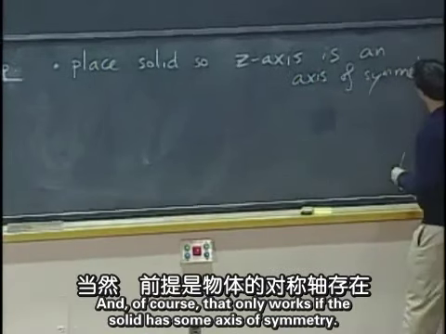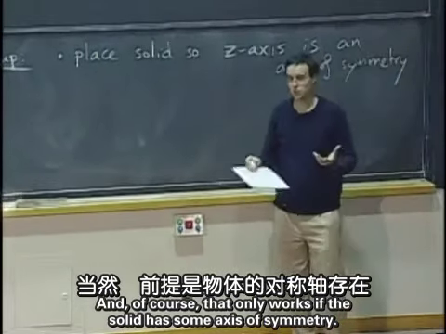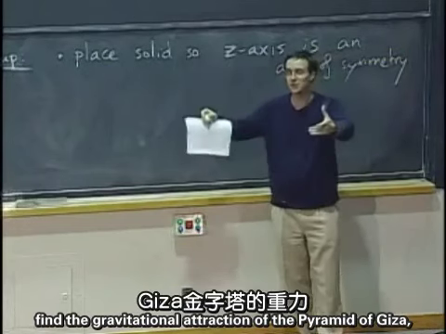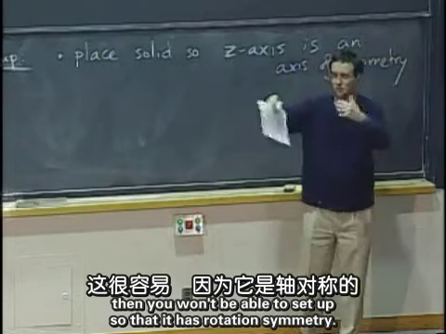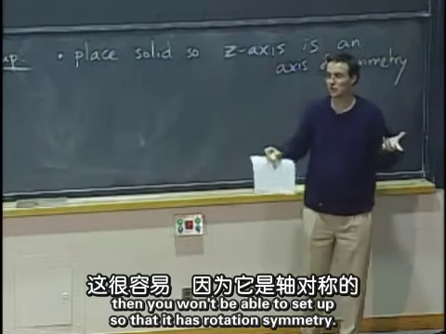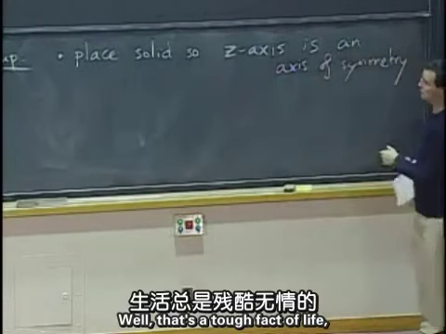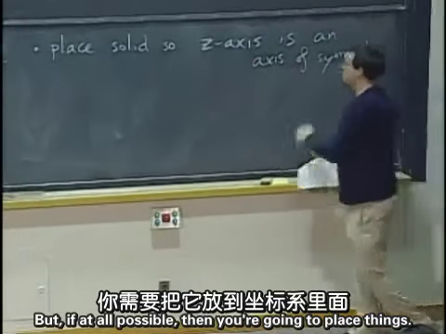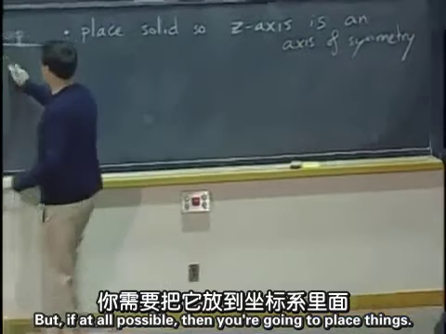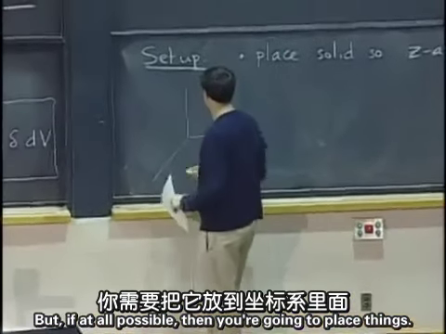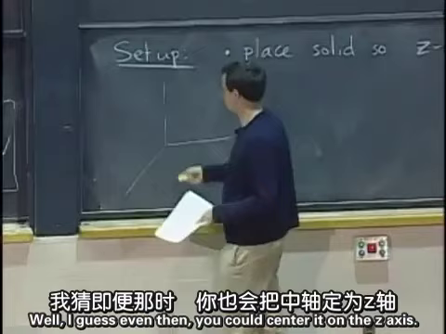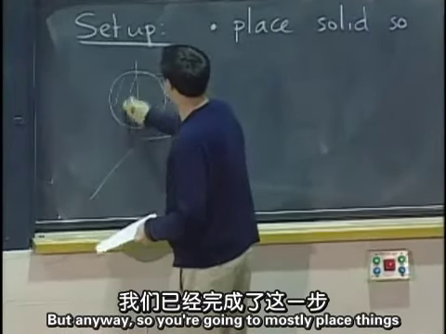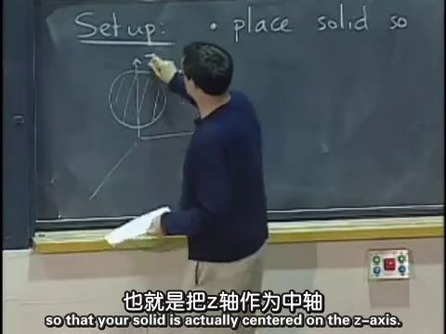I mean, of course, that only works if the solid has some excess of symmetry. You know, like if you're trying to find the gravitational attraction of, I don't know, the pyramid of Gizeh, then you won't be able to set it up so that it has a rotation symmetry. Well, that's a tough fact of life, then you have to actually do it in XYZ coordinates. But if at all possible, you're going to mostly place things so that your solid is actually centered on the z-axis.